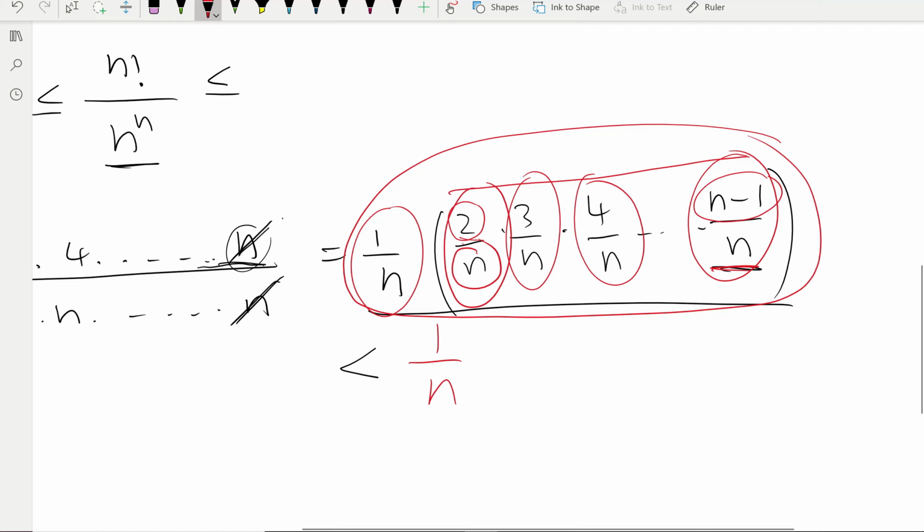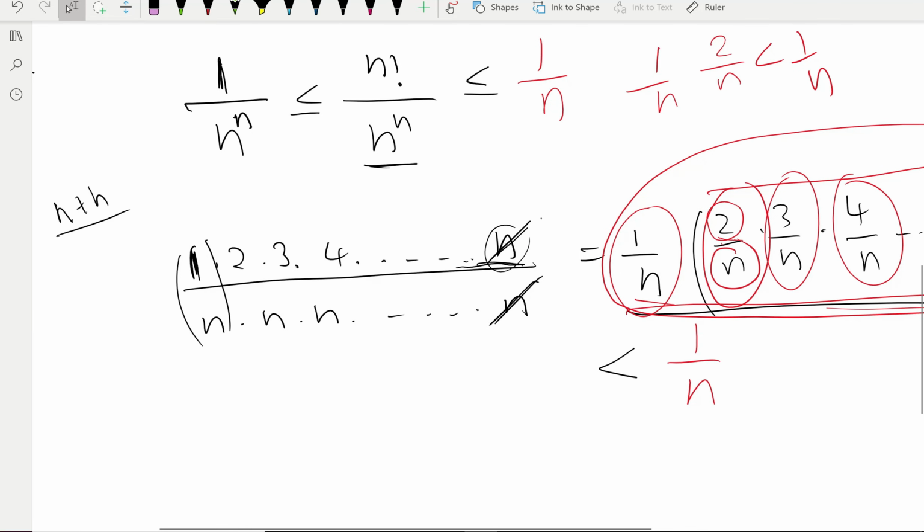So tell me, isn't 1 over n larger than the outcome of this result? Think about it. You have 1 over n, you multiply it by 2 over n. 1 over n is definitely larger than 1 over n times 2 over n, simply because 2 over n is a number less than 1. You multiply by a decimal. So it sounds unusual, right? But it is the case. 1 over n is larger than what you have here. So the sequence greater than n factorial over n to the power n is 1 over n.